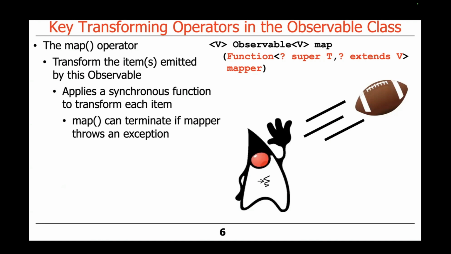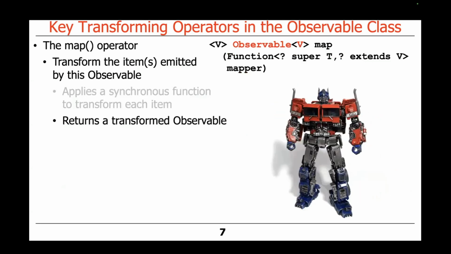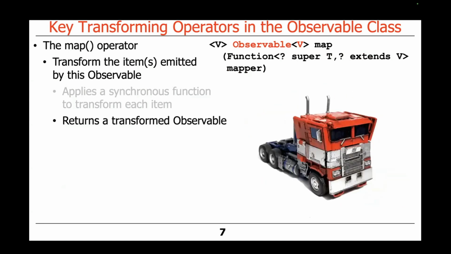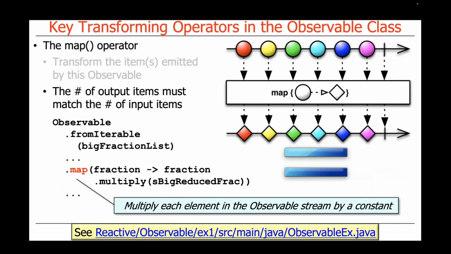Now, normally things will run to completion and everything will be transformed, but the map operator can terminate if the mapper function that's passed to it happens to throw an exception. It returns a transformed observable. Whatever the mapper method or mapper function does, that will be the output that it is going to emit. Now, something to remember here, this is also very similar to map in Java streams. The number of output items must match the number of input items.